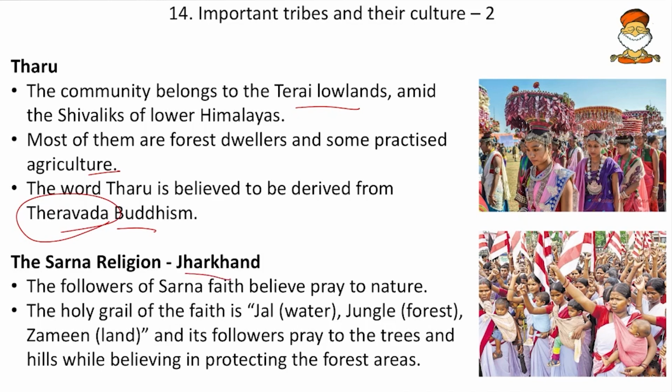Then Sarna religion of Jharkhand. The followers of Sarna faith pray to nature. They don't pray to any god, but to nature. The holy grail of the faith is Jal, Jungle and Zameen. So Jal, Jungle and Zameen.